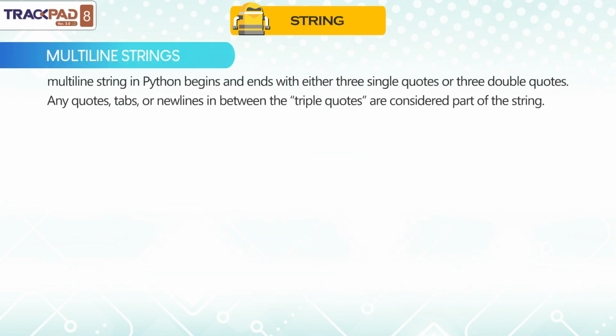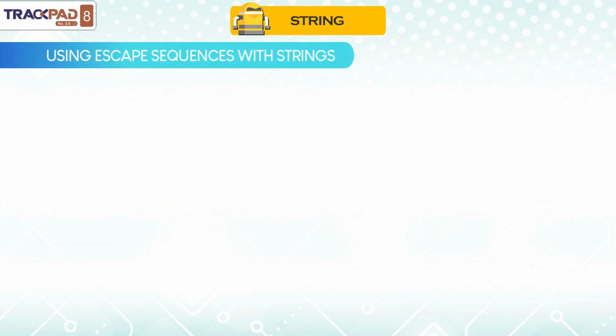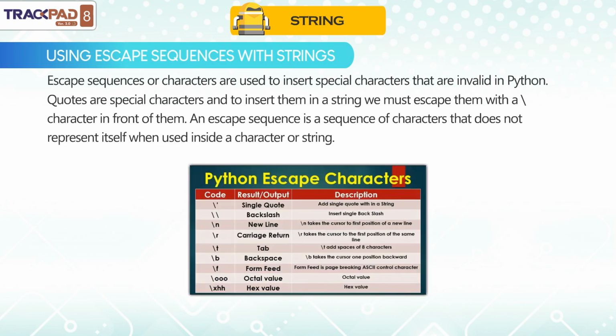Multi-line strings. A multi-line string in Python begins and ends with either 3 single quotes or 3 double quotes. Any quotes, tabs, or newlines in between the triple quotes are considered part of the string. Program 4 to create a string. Using escape sequences with strings. Escape sequences or characters are used to insert special characters that are invalid in Python. Quotes are special characters, and to insert them in a string, we must escape them with a backslash character in front of them.